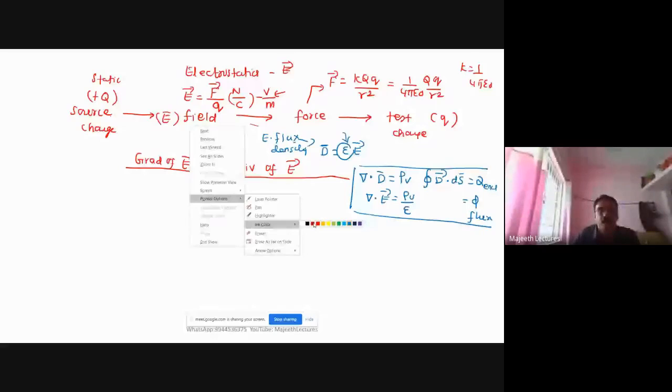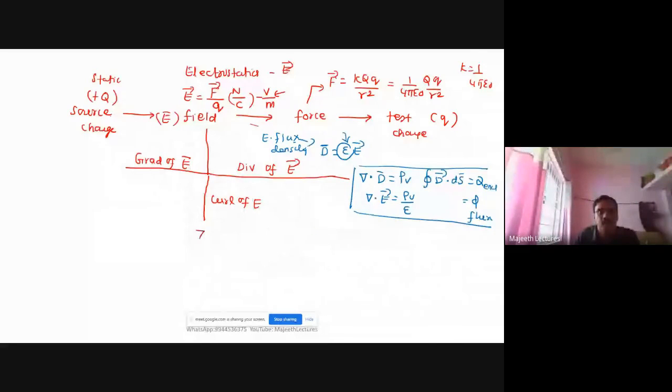Next, we see curl of electric field. Curl of electric field is 0. Del cross E is equal to 0. The other form is closed integral E dot dl is equal to 0. Both are telling that curl of electric field is 0. Why? We know electric field is due to static charge. The charge lies here, and electric field lines will go like this only. It is spread. It is not rotating. So the curl is 0.